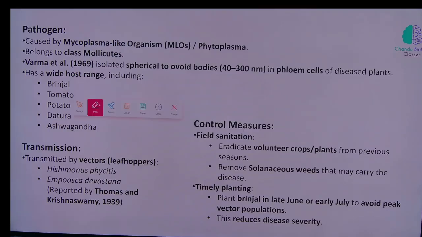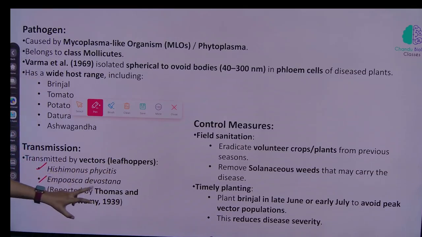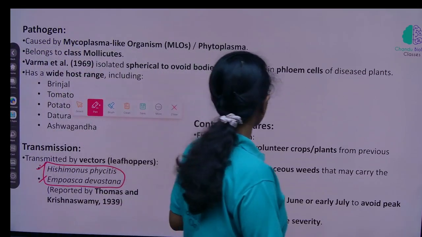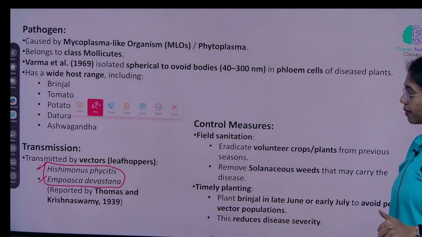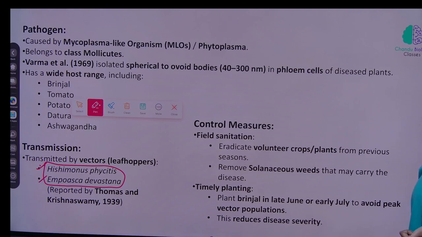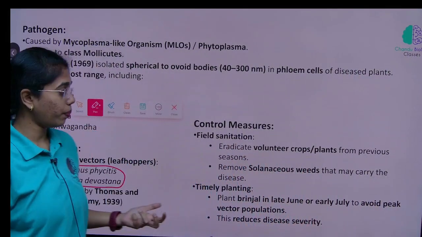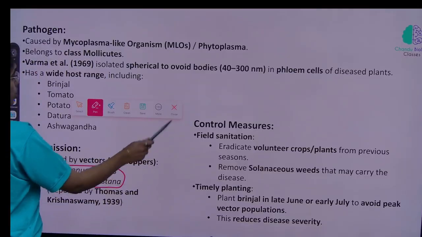Fine, right? Hishimonas phycetes and Empoasca devastans are reported by Thomas and Krishnaswamy. What the vectors are that can transmit the disease is important. Control measures can be field sanitation, and timely planting of the plantation is important. These are the control measures.